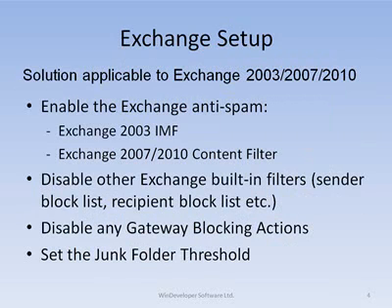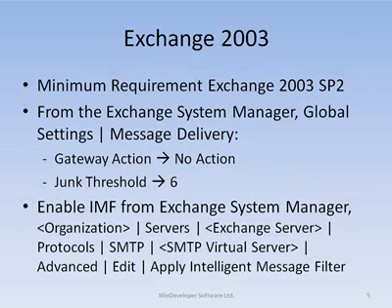In this tutorial, I will assume you already have your foreign spam filter up and running, routing emails to Exchange. What we will be focusing on is the Exchange configuration side. To begin, we will need the Exchange built-in anti-spam filter. In Exchange 2003, this is the Intelligent Message Filter, IMF. In Exchange 2007 and 2010, we instead have the Content Filter. In all cases, here we will ensure the built-in Exchange filter is installed and enabled, configure the junk filter threshold, and disable any gateway action.